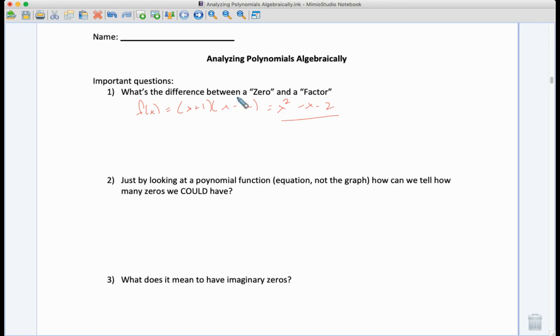So x plus 1 and x minus 2 would be factors of this polynomial function right here. But what a zero is, it's a value that when I plug into the function will give me 0 back as my solution. So for example, if I were to plug in -1 or +2 into this function, then those would give me 0 as my result. Therefore, I would say the zeros of my polynomial function would be -1 and 2. The factors of this polynomial function would be x plus 1 and x minus 2. So you can see that there's a relationship that exists between zeros and factors.